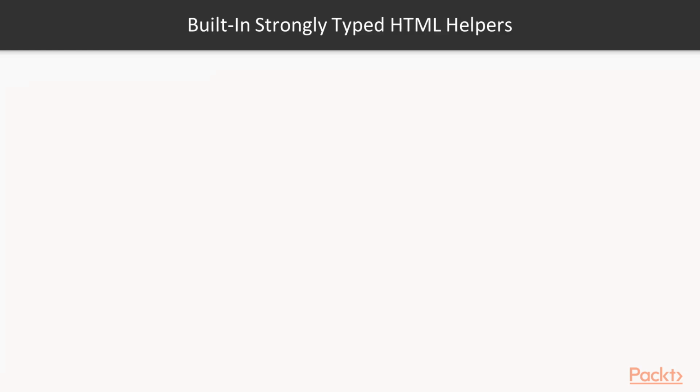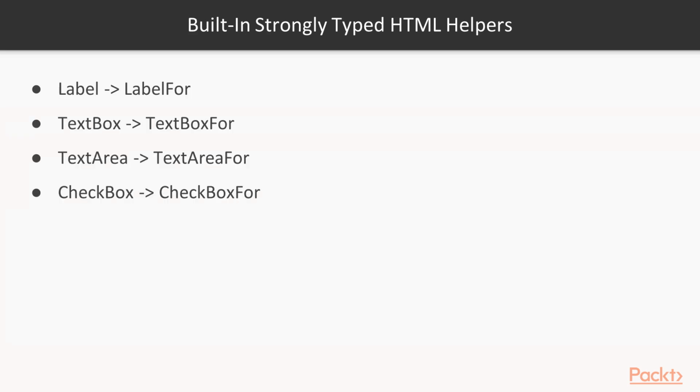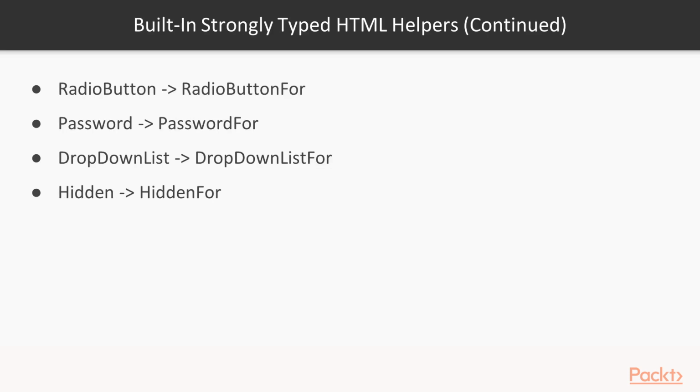There are also strongly typed HTML helpers for their corresponding built-in HTML helpers. Here is what I mean by corresponding. For the label helper, we have a LabelFor helper. For the text box helper, we have the TextBoxFor helper. Notice the pattern. A For suffix is added at the end of the helper to get to its strongly typed counterpart. So, what is a strongly typed helper good for?